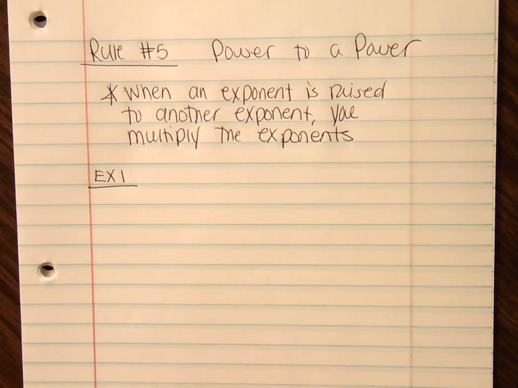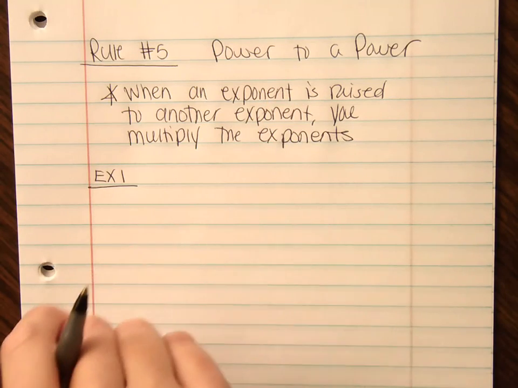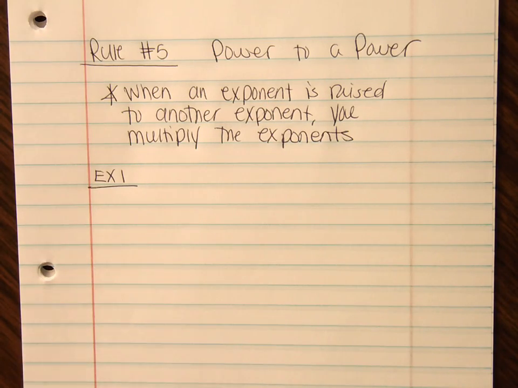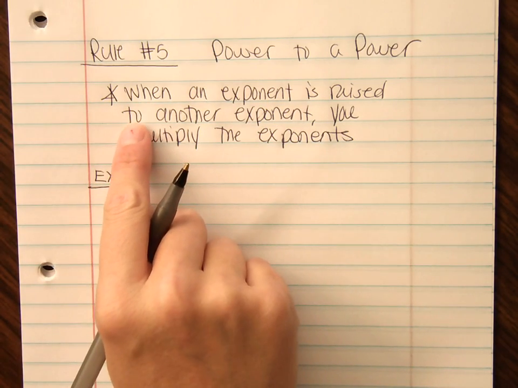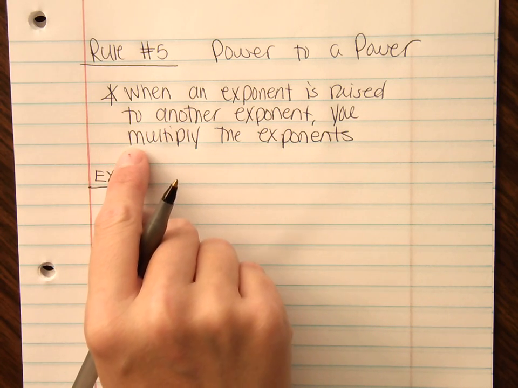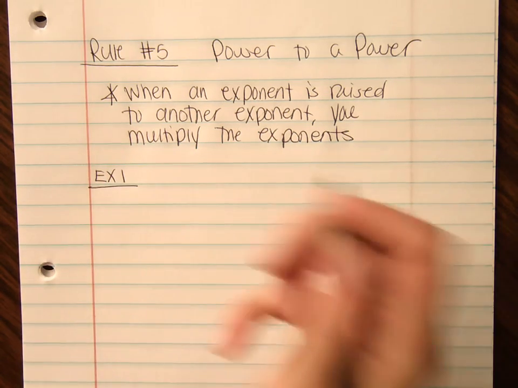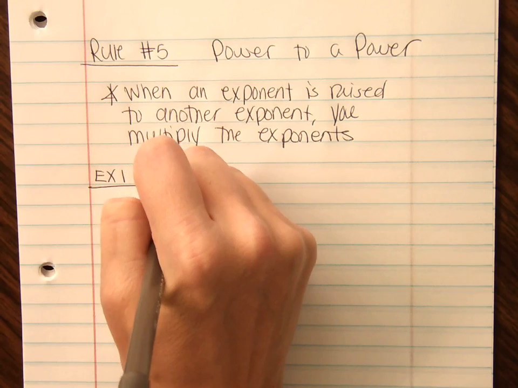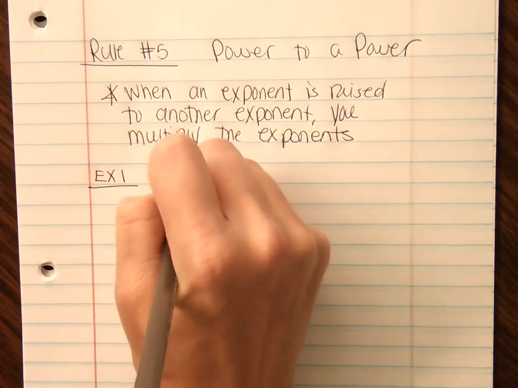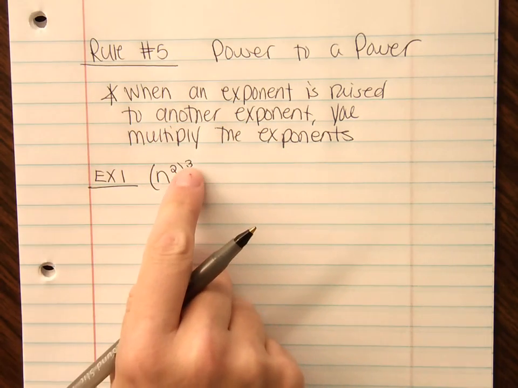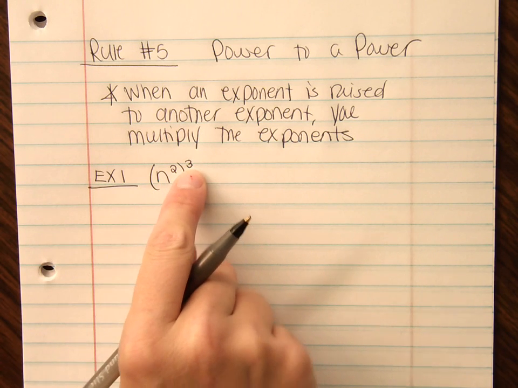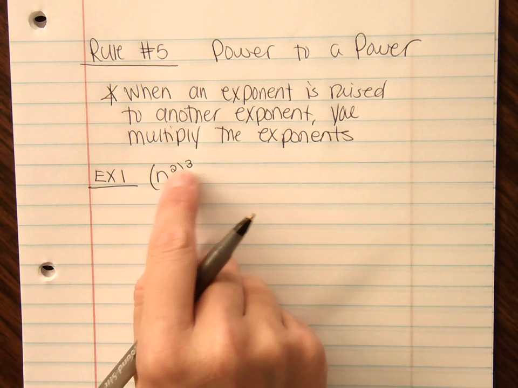Alright, today we're going to talk about our last exponent rule, and that is the power to a power rule. The power to a power rule states that when an exponent is raised to another exponent, you multiply the exponents. So if we look at example 1, we'll start off really basic: n to the second power raised to the third power.